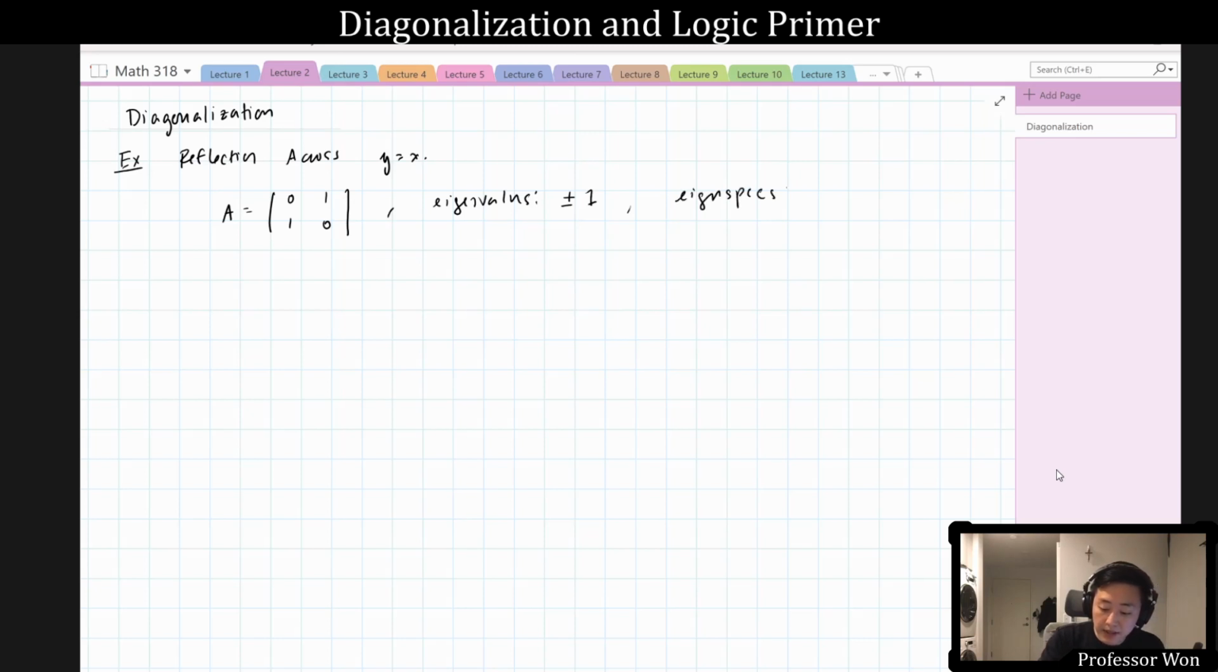Right, so the eigenspace E1 was the span of (1, 1). That was like the mirror. And E negative 1 was the span of (negative 1, 1). Okay, so we did all these computations last time.